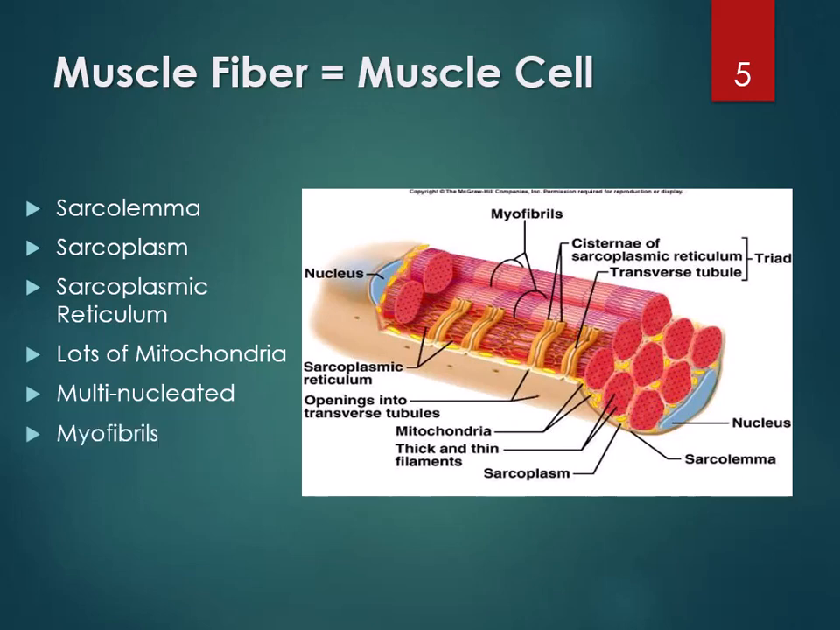The muscle fibers contain myofibrils, which are the proteins that are involved in contraction. The main two are actin and myosin. Actin and myosin are going to bind to each other and pull, and that's what's going to cause the contraction. Myofibrils are muscle fiber proteins involved in contraction.